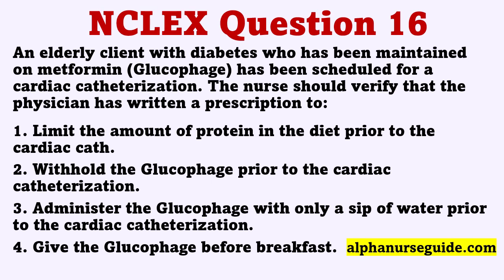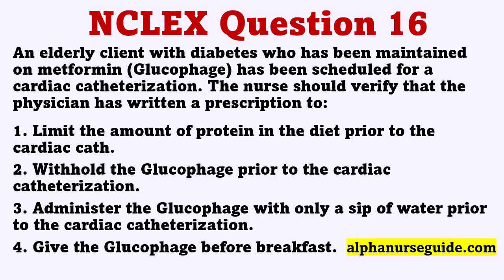An elderly client with diabetes who has been maintained on metformin, Glucophage, has been scheduled for a cardiac catheterization. The nurse should verify that the physician has written a prescription to 1. Limit the amount of protein in the diet prior to the cardiac cath. 2. Withhold the Glucophage prior to the cardiac catheterization. 3. Administer the Glucophage with only a sip of water prior to the cardiac catheterization. 4. Give the Glucophage before breakfast. The correct answer is 2.